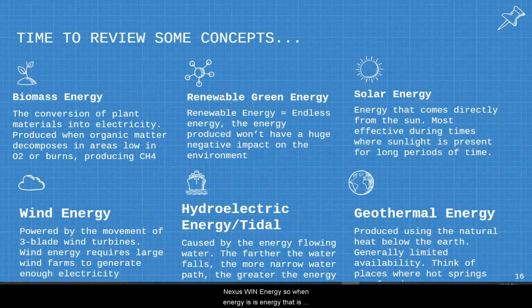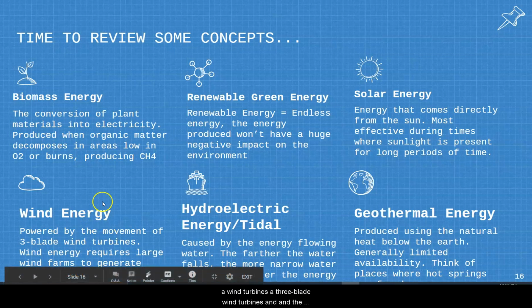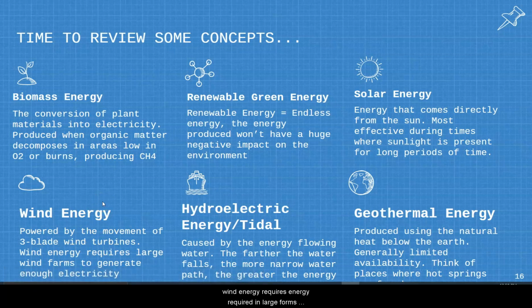Next is wind energy. Wind energy is energy that is powered by the movement of wind. Normally you're using wind turbines, 3-blade wind turbines, and wind energy is normally required in large farms to generate enough electricity. Next is hydroelectric energy or tidal energy, and this is energy that is caused by flowing water. So the farther the water falls, the more narrow the water path, and the greater the energy output.